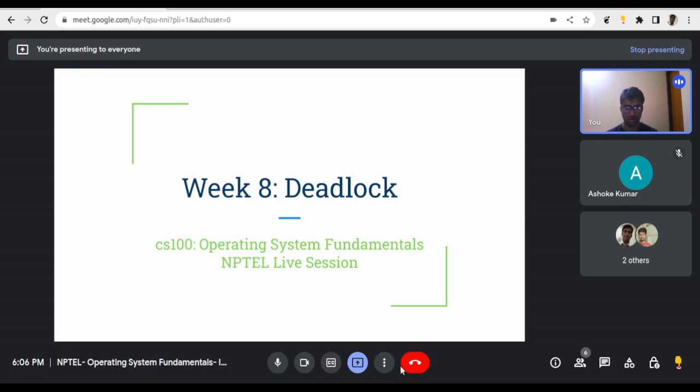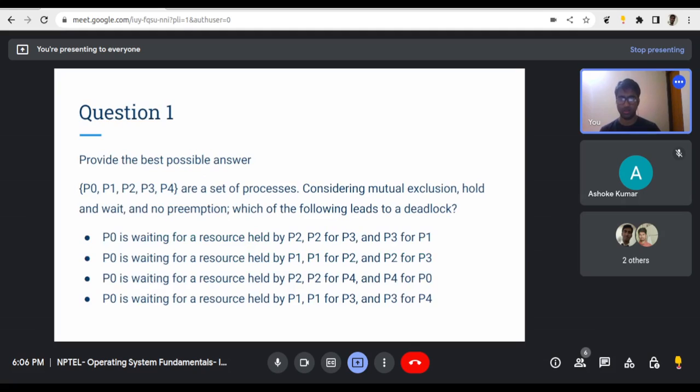Okay, let's start with the session. Hello everyone, I am Somnath, a second year PhD student, and this is the 8th week of NPTEL live session on CS100 operating system fundamentals. In this session we'll be studying a few problems and theories related to deadlocks. So let's go ahead with the problems.